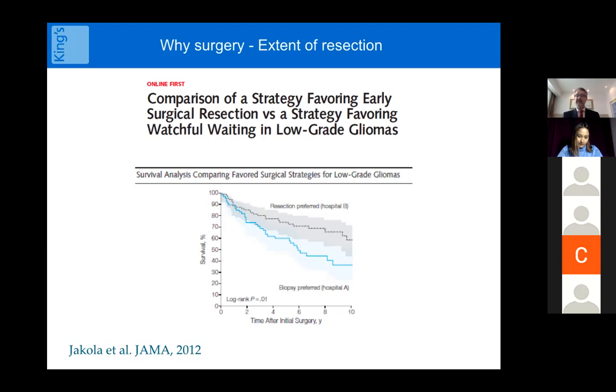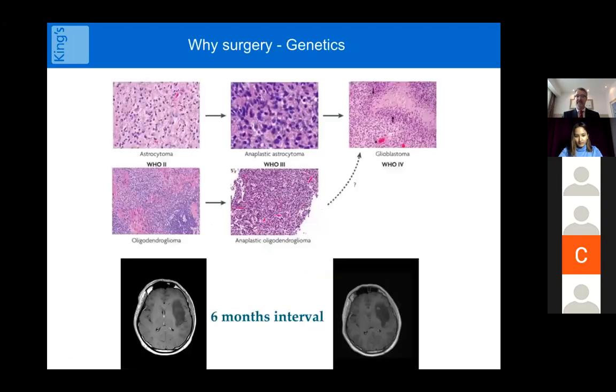And you can see that the Kaplan-Meier curve justifies the policy that was preferred in Hospital B. In other words, they elegantly demonstrated that whenever you can, you should resect this tumor because they end up with a better survival.